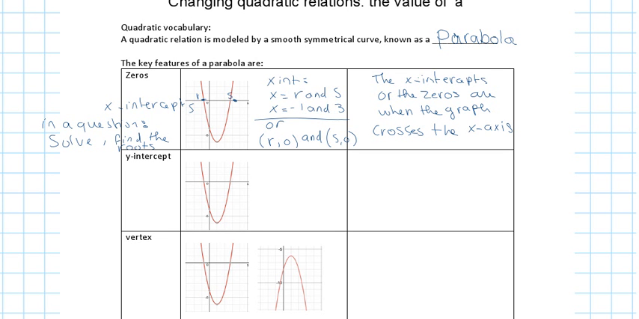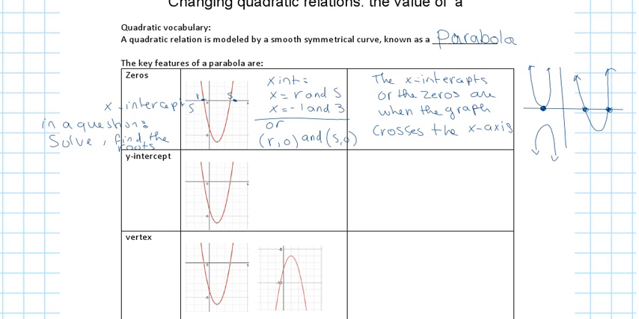Now, for a quadratic, the maximum number of x-intercepts you can have is 2. Okay? So when you're graphing a quadratic, you can have the following options. You can have 2 x-intercepts. You can have 1 x-intercept, right? Or you can have no x-intercepts, right?